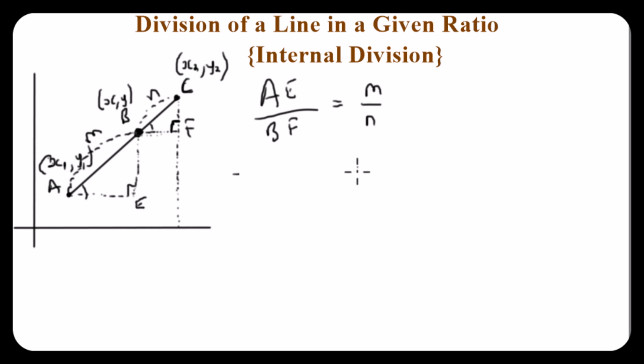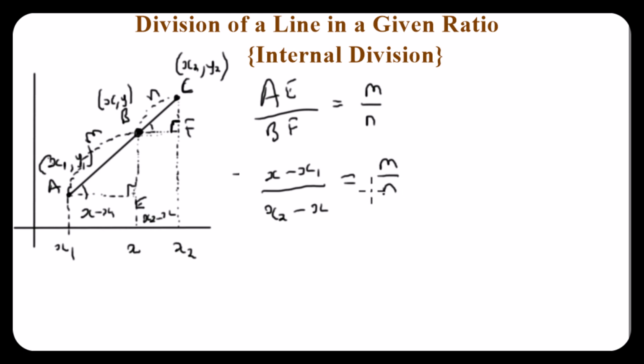Now, what is AE and what is BF? Remember, if this point here is x1, this point here is x, and this point here is x2. So the space in between x1 and x will simply be x minus x1, and the space between B and C, or x and x2, will simply be x2 minus x. Now, what is my AE? AE is simply x minus x1. What is BF? BF will be x2 minus x, and this will be equal to m over n.